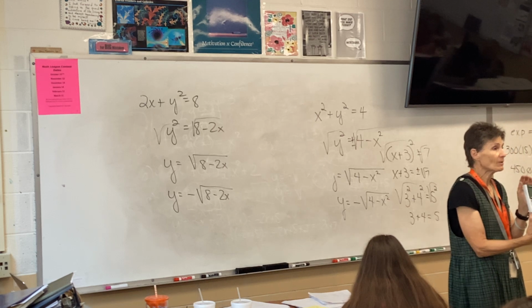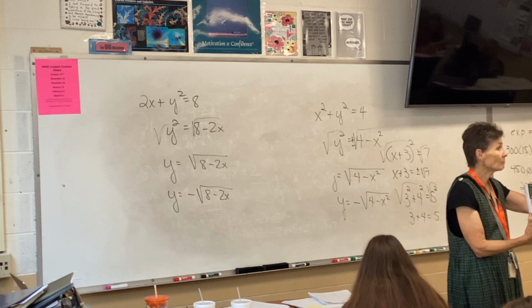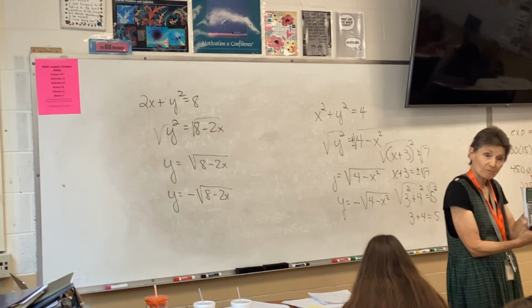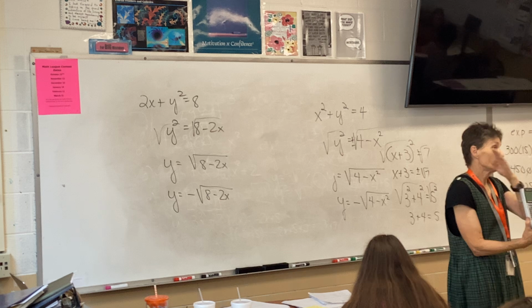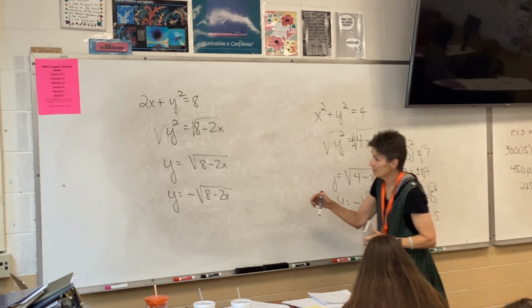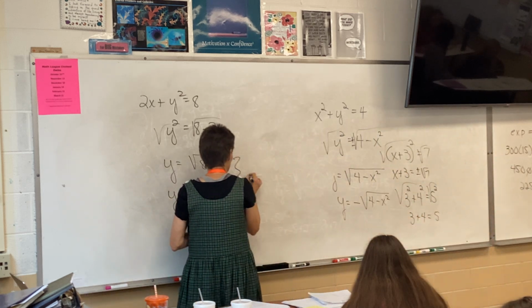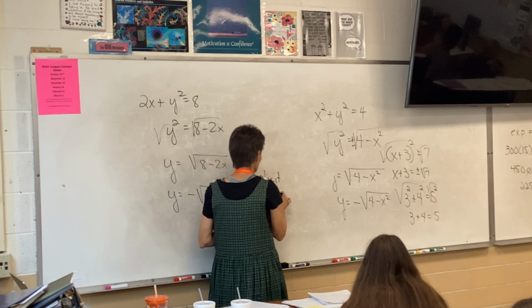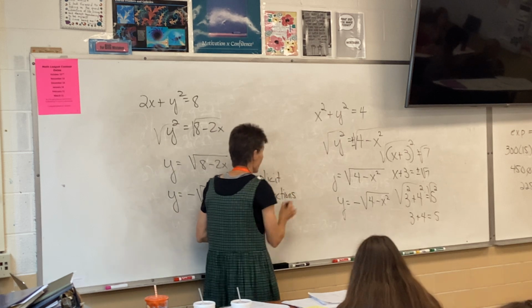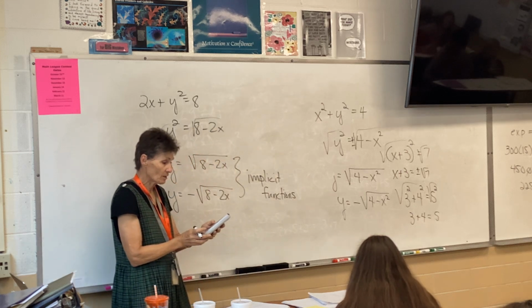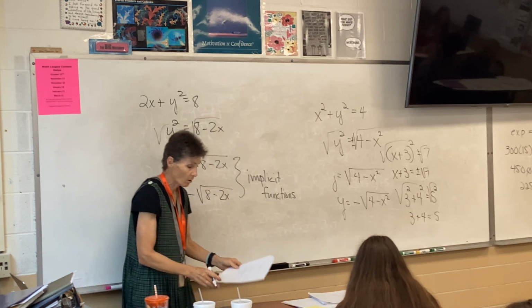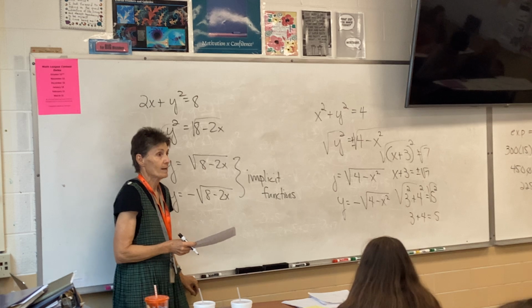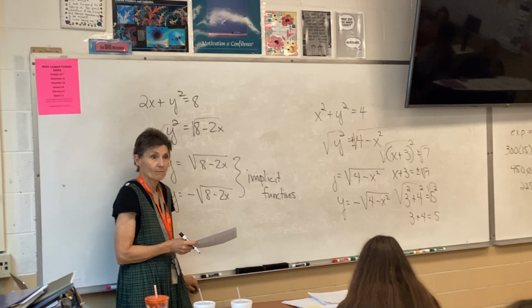But you didn't graph it all at once. You graphed the top half, which is a function, and you graphed the bottom half, which is a function. These are called the implicit functions. So when the directions say, find the implicit functions, you just solve for y. Get y by itself.